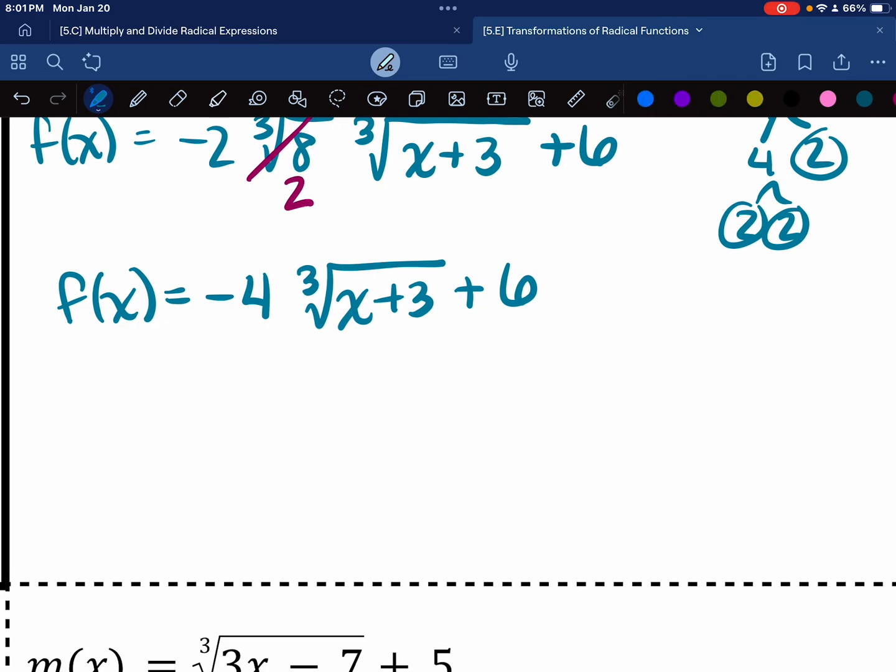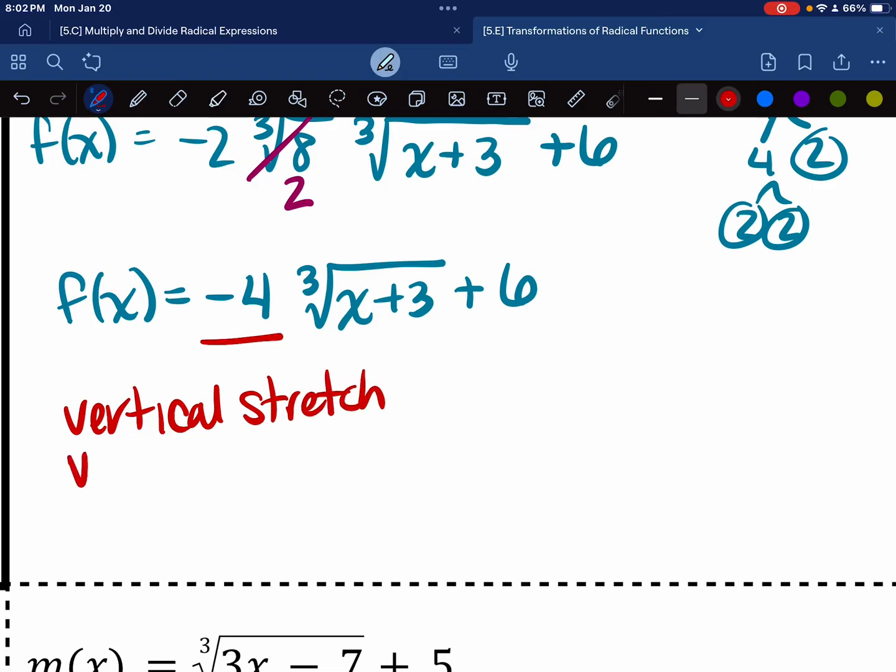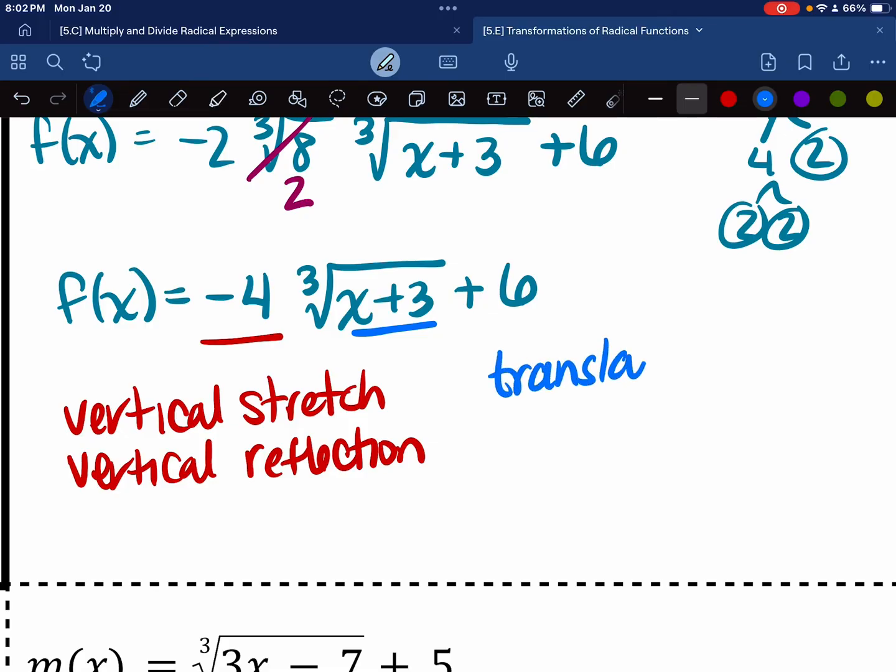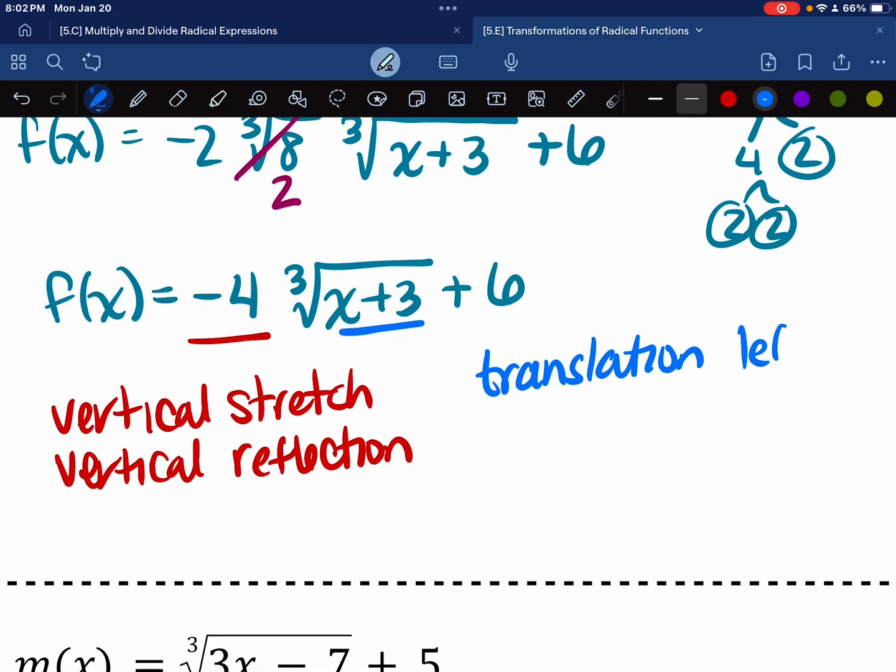So if I'm identifying my transformations, I have a vertical stretch from the 4. I'm sorry, the vertical stretch comes from the 4. I have a vertical reflection from the negative on the 4. The x plus 3 is a translation left 3 units. And then the plus 6 here is a translation up.